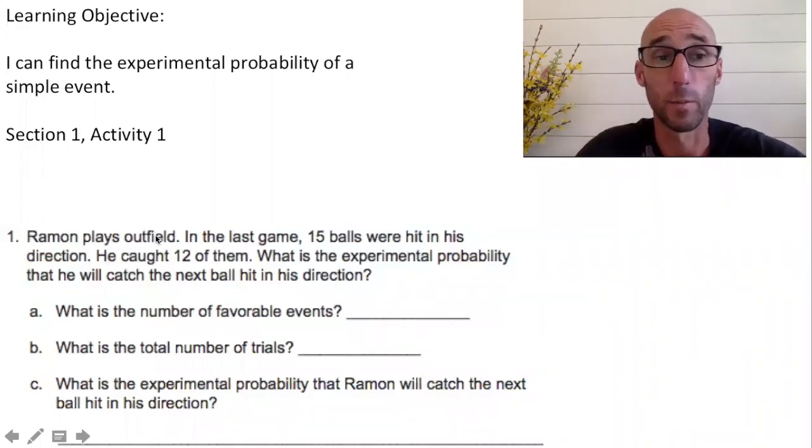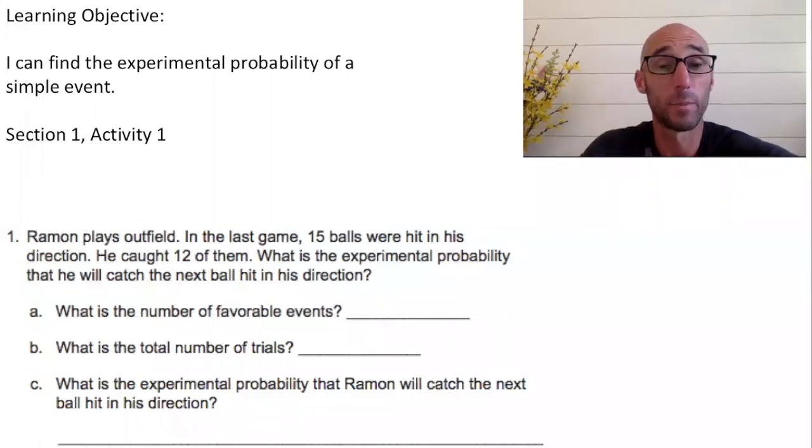Learning objective number 2. I can find the experimental probability of a simple event. Experimental probability is something that happened, an experience of the simple event. Let's review section 1, activity 1 worksheet, number 1. Ramon plays outfield. In the last game, 15 balls were hit in his direction. He caught 12 of them.